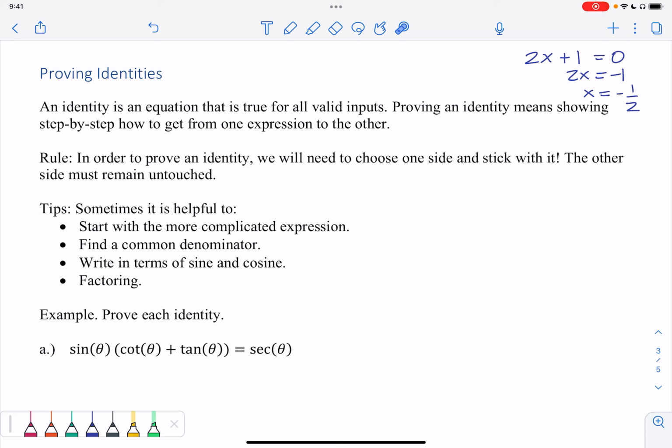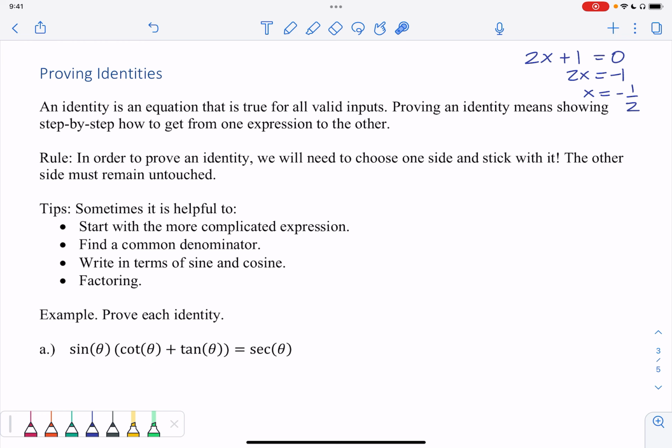So the rule is, we have to kind of follow the rules here. In order to prove an identity, we will need to choose one side and stick with it. And this will become more clear as you see some examples. The other side must remain untouched. So we choose one side, doesn't matter if it's left or right, it's up to us, and then we're going to stick with that side.